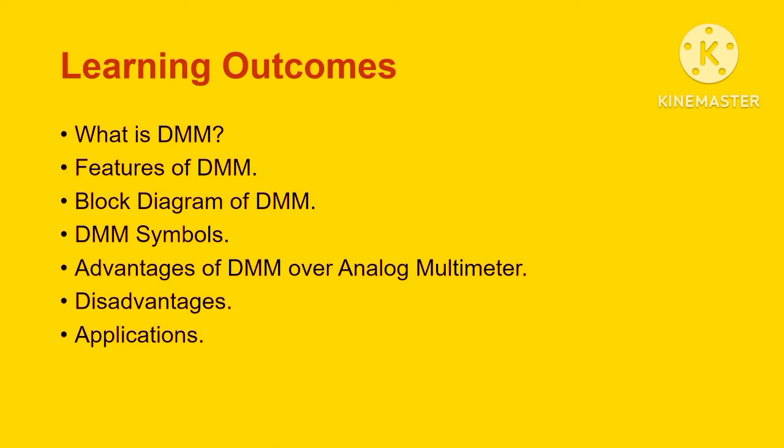Now learning outcomes. After studying digital multimeter, students will be able to understand what is DMM, which are the different features of DMM, then next the block diagram of digital multimeter, then next which are the different symbols which are available on digital multimeter, then advantages of DMM over analog multimeter, then next which are the different disadvantages of DMM, and last which are the different applications of DMM.